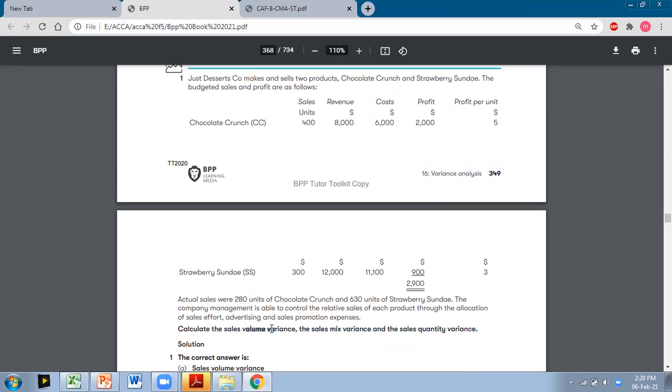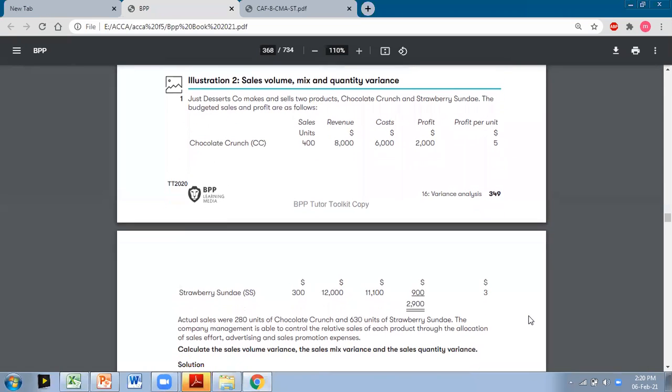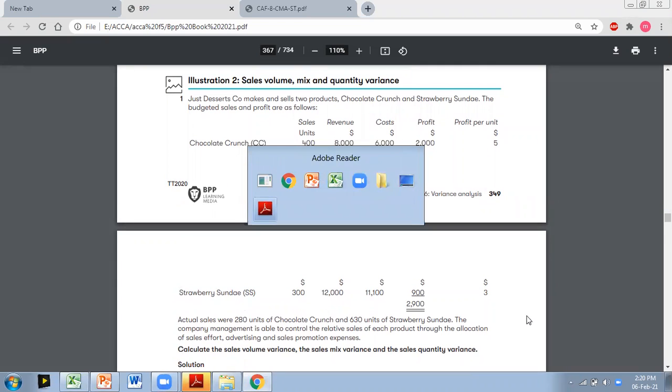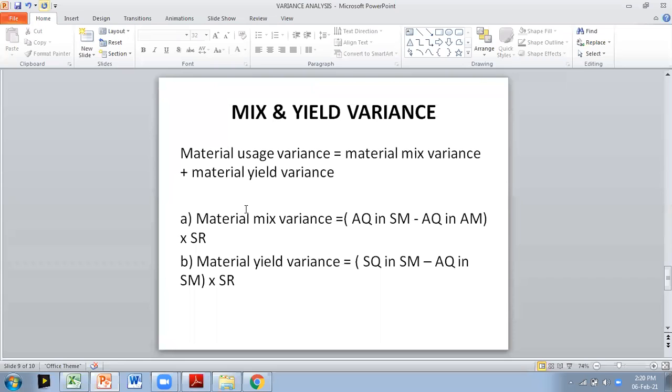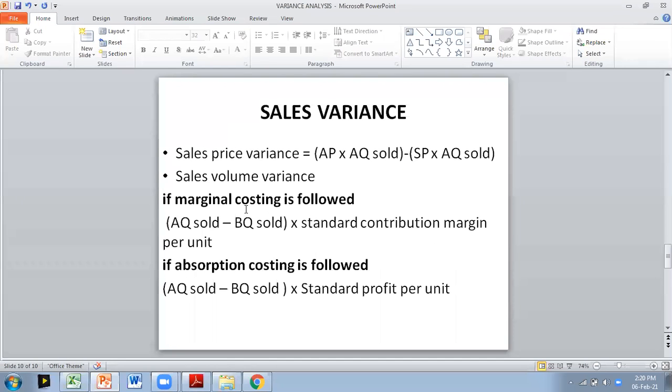For sales volume variance, we had already studied the formula. It was over here. Sales variances, right? So we have to see whether it is marginal costing or absorption costing. It is not mentioned, and we assume that it is absorption costing. Otherwise, if marginal costing is specifically mentioned, then you have to use the other formula. It is actual quantity sold minus budgeted quantity sold multiplied by standard profit per unit.